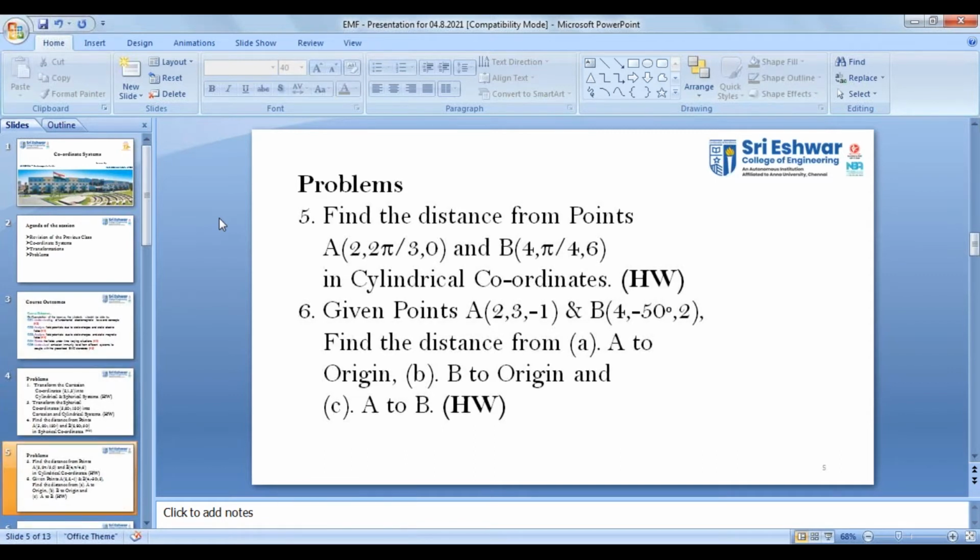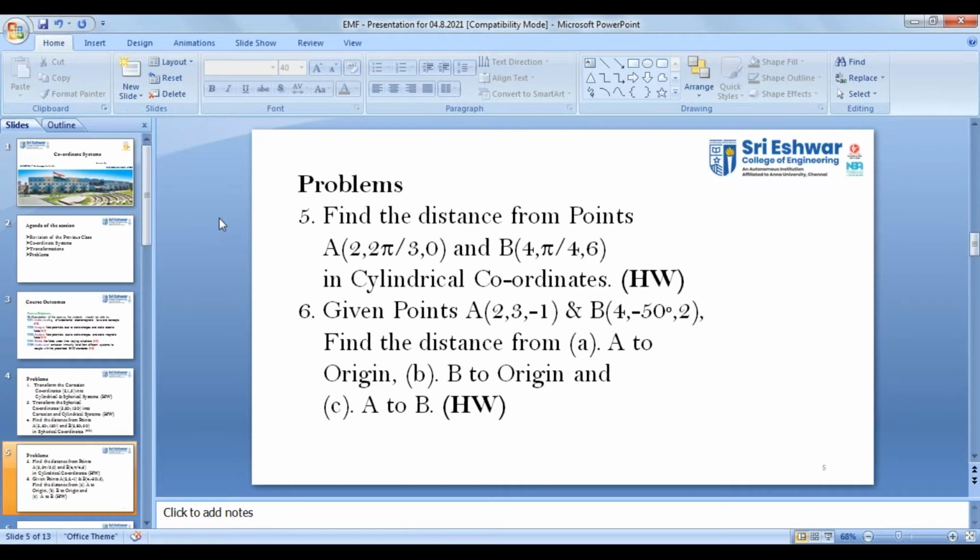180/4. Very good, Prasant. The point here is angle. Angle representation can be done in two ways. Number one, angle can be given in terms of degrees. Another one, it can also be given in terms of radians.